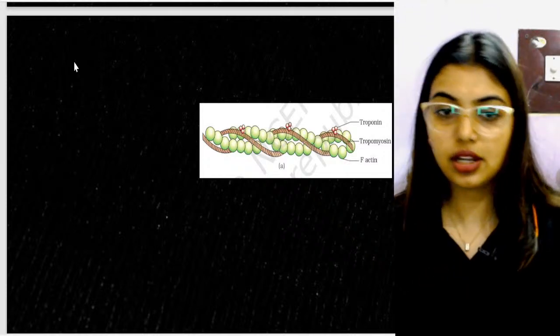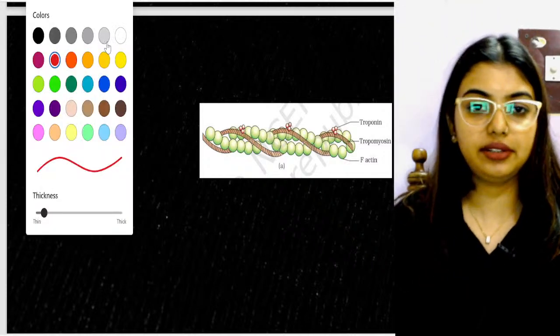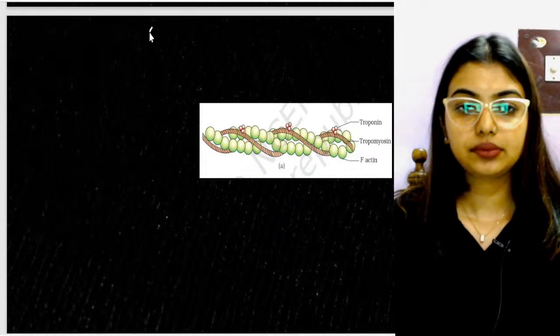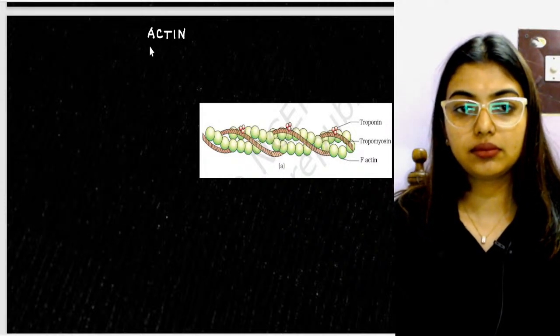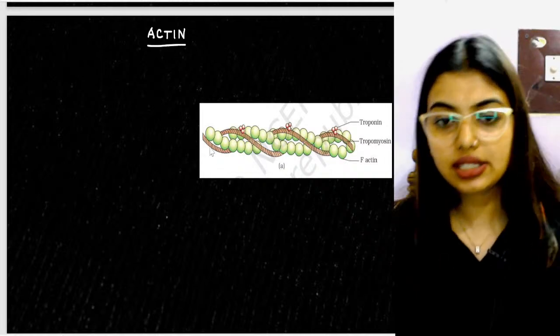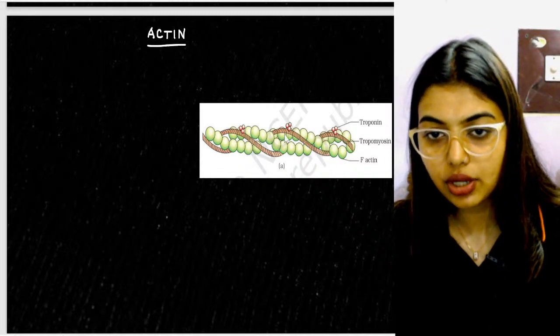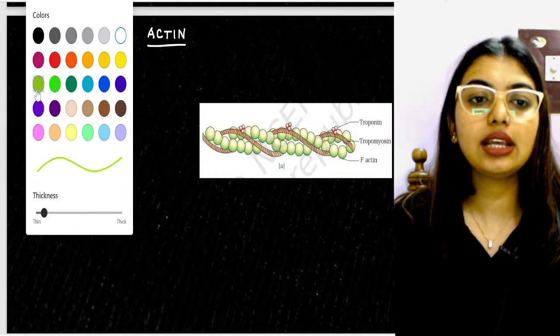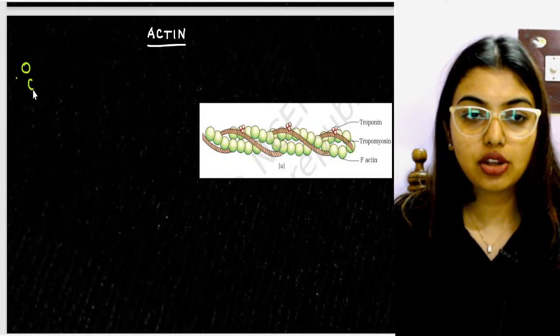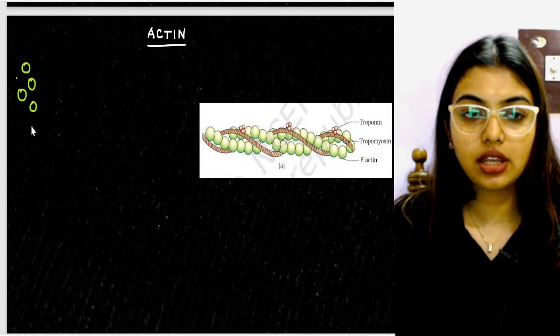Yes, clear? Okay, now we are going to learn about actin. So students, this is how actin is going to look. You are seeing a rope-like structure, no, that is tropomyosin. So students, actin starts forming from globular actin, which is called G actin.